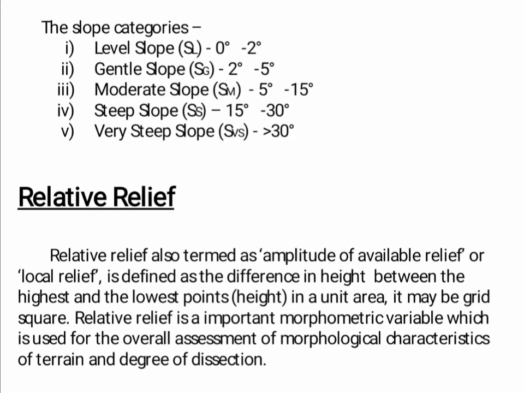The slope categories: first is level slope. The slope varies between 0 degree to 2 degree. The gentle slope is from 2 degree to 5 degree, moderate slope from 5 degree to 15 degree, steep slope from 15 degree to 30 degree, and very steep slope above 30 degree.